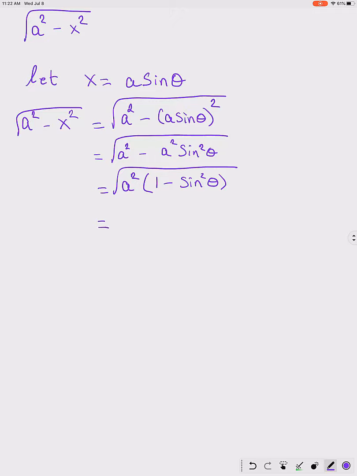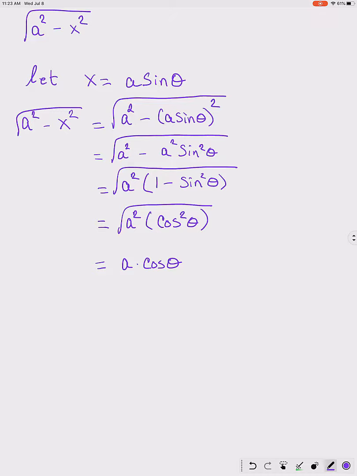So now I'm going to employ the Pythagorean identity, and 1 minus sine squared of theta is the same thing as the cosine squared of theta, and that's underneath the square root. So now I have two terms being multiplied underneath the square root, and I'm allowed to simplify. So I have a times the cosine of theta.